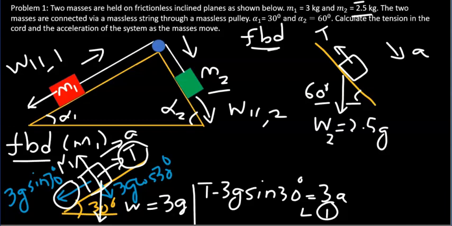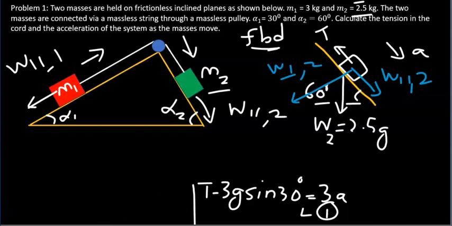Now note that W2 has two components as before. One component is perpendicular to the plane and the other one is parallel to the plane. Let's write down Newton's second law for mass m2. The acceleration is down the plane in that direction, so W parallel 2 must be greater than the tension. So the net force on m2 is W parallel 2 minus tension.